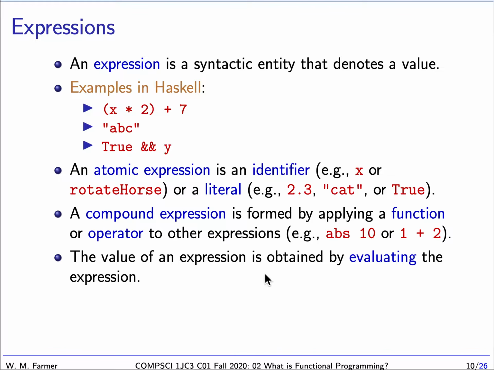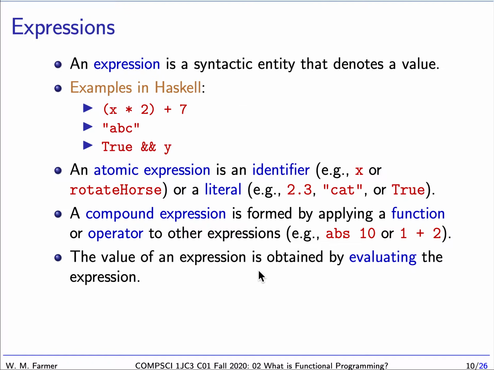Now, compound expressions, we build up from other expressions, in particular from atomic expressions, by applying functions or operators. So here, we have ABS, which is the absolute value function applied to 10. So this ABS 10, that's an expression. Now we have 1 plus 2. Here we're applying the addition operator to 1 and 2, but for convenience, we're able to write the addition operator in infix format. So it's between the 1 and the 2.